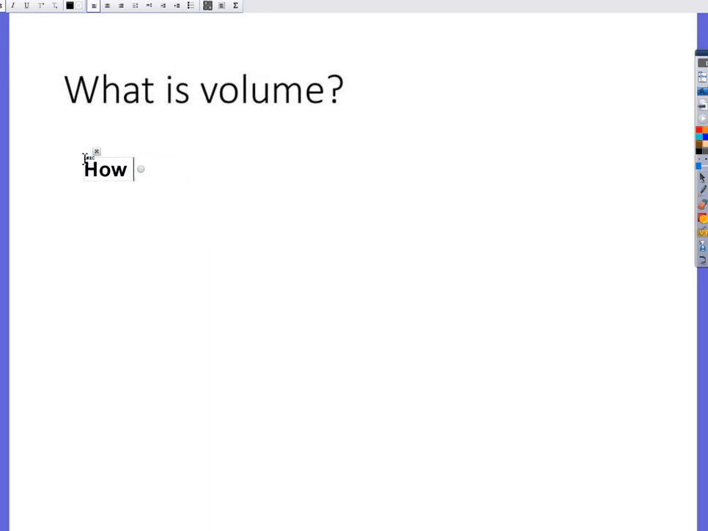Volume is just how much space an object takes up. That was covered in our last unit. It can be measured in centimeters cubed, meters cubed, or milliliters or liters.